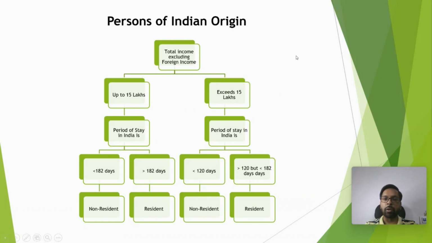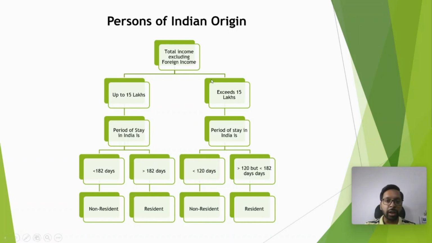In case of a person of Indian origin, you need to look at some additional conditions. More than the stay, the residential status is determined based on his total income excluding foreign source income. We already looked at in the previous slide, if the income is up to rupees 15 lakh, and the period of stay in India is less than 182 days, they will be termed as non-resident, and if the stay is more than 182 days, they will be termed as resident.